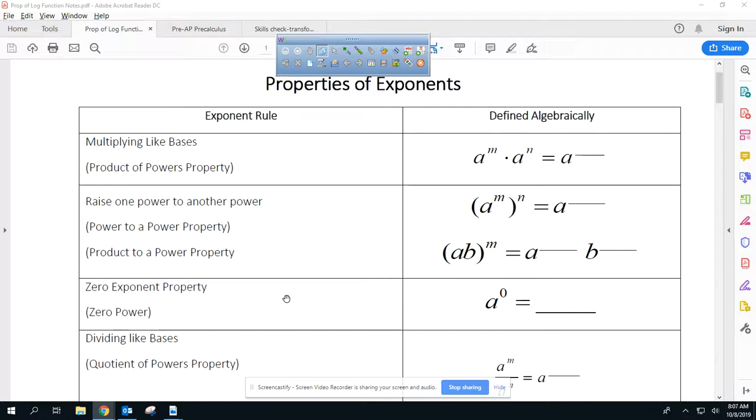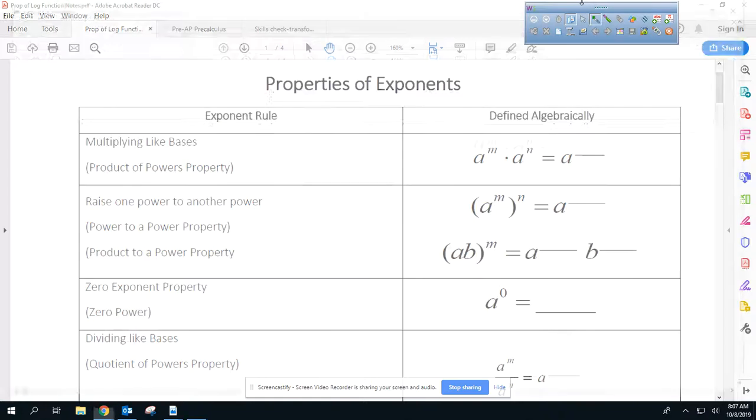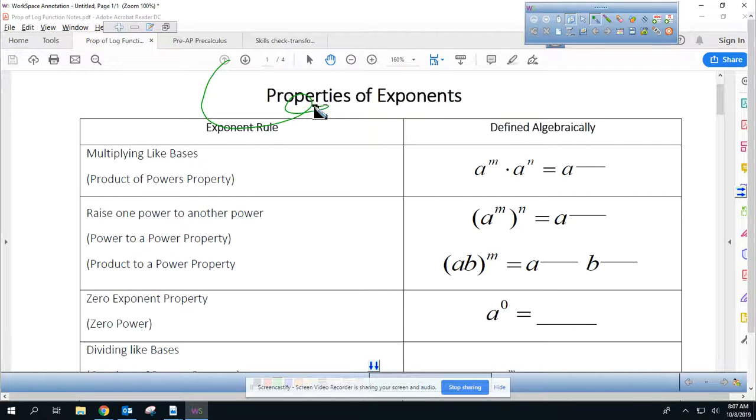All right, so we are talking today about properties of exponents and logarithms. Hopefully you have a worksheet in front of you that looks like the one that I have up here on the screen. We're going to talk about some things that you should already know, but it's probably been a little while since you've done them. So first off, multiplying bases. You need to know all these properties of exponents. Eventually we're going to get into solving equations, and the more you know these properties, the more the equations will be solvable for you.